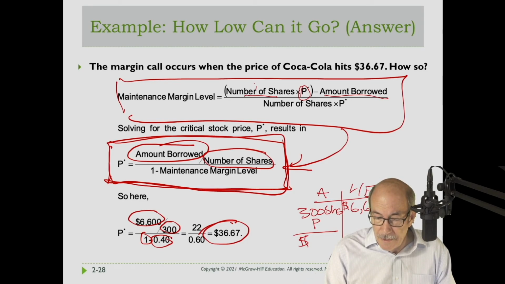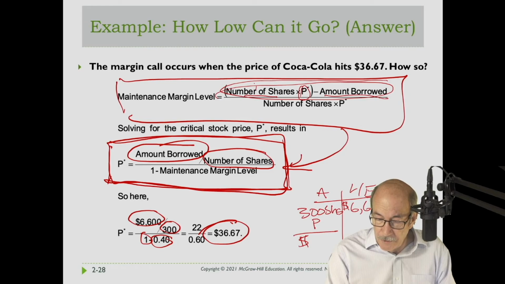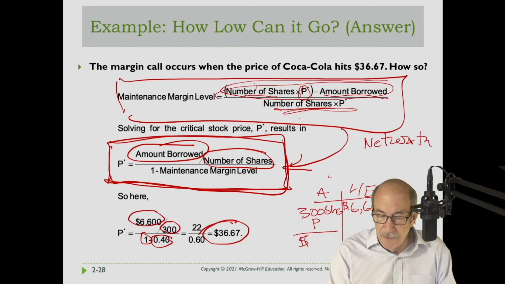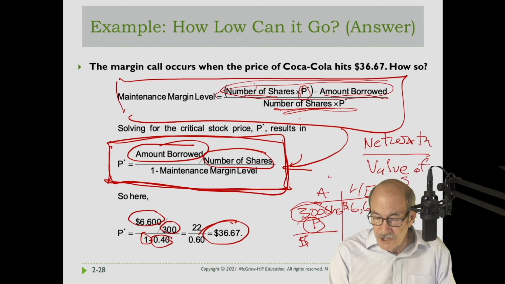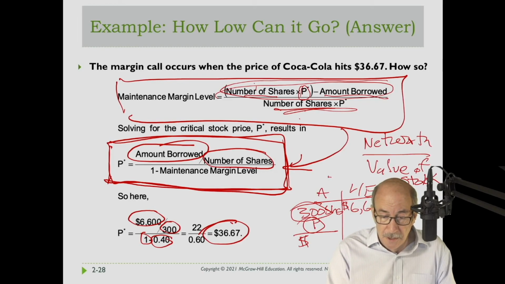Right? So that numerator is my net worth, or my equity stake. The denominator is simply number of shares, again, 300, times the current price, P. That's the value of the position, or the value of the stock. Okay? Now, all I have to do is solve that. So I can plug in, let me clear this off.